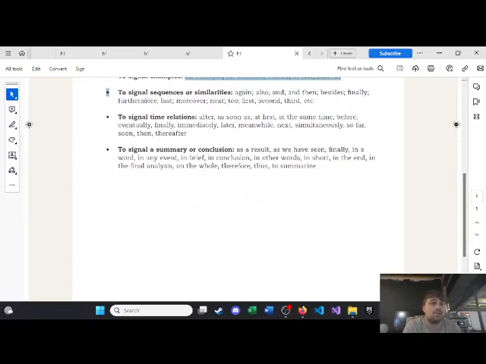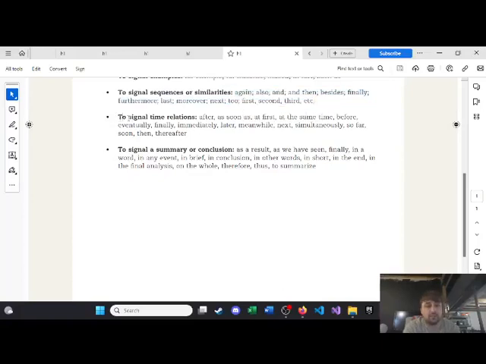All right, signal sequences and similarities. All right, so this is like comparing. You might move down a sequence. You have number one, number two, number three, first thing, second thing, third thing. So you're moving down the sequence. Things might have similarities and differences. So again, you're comparing. So you could say again, also, and then besides, finally, furthermore, last, moreover, next to, first, second, third, etc. So those all can indicate sequences and similarities.